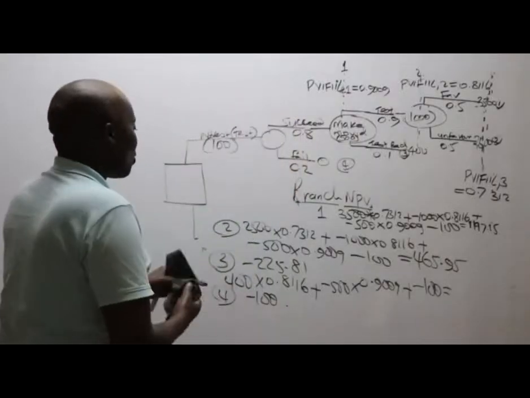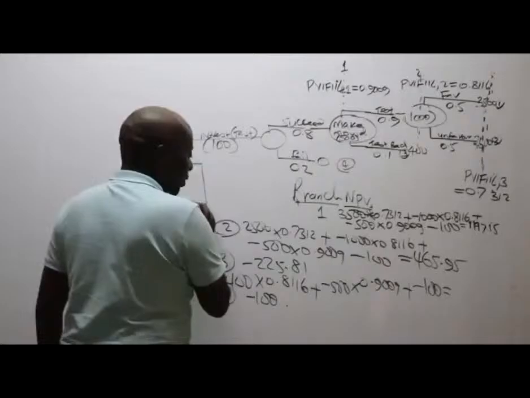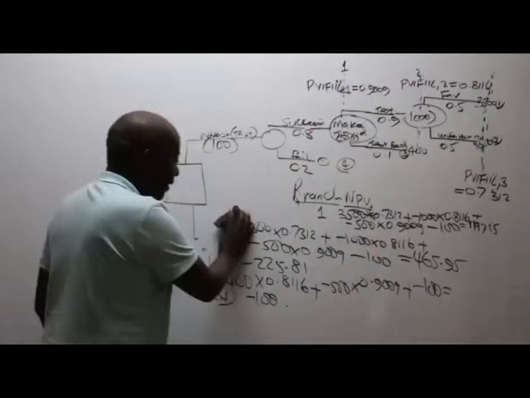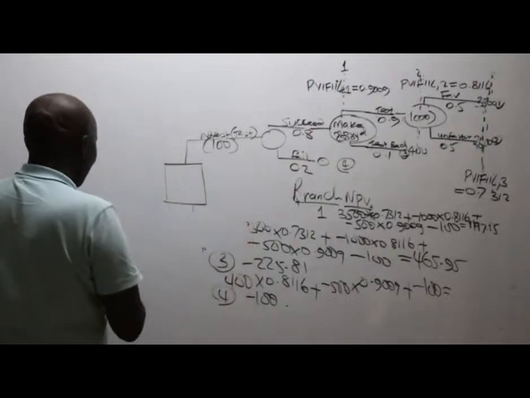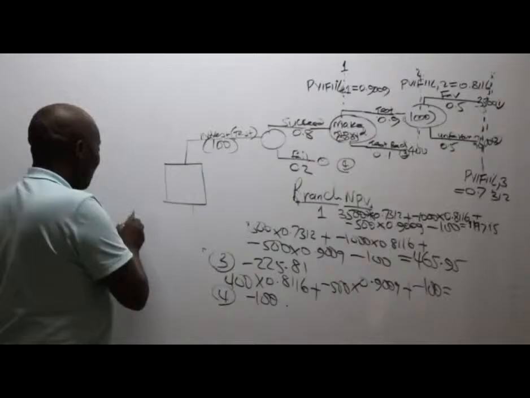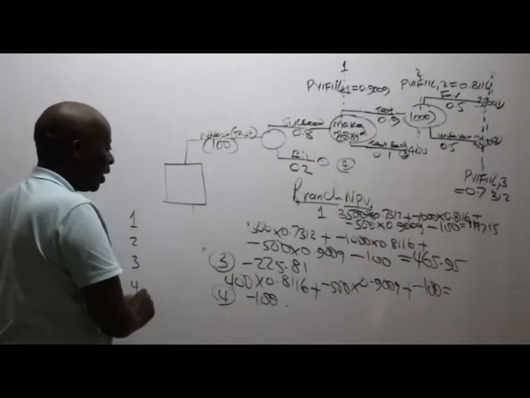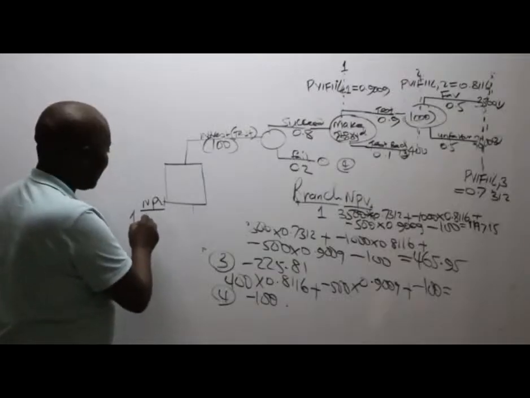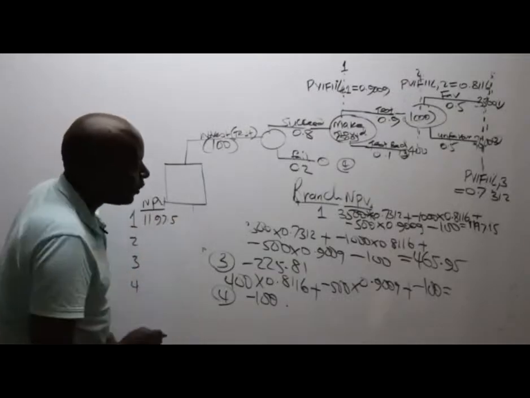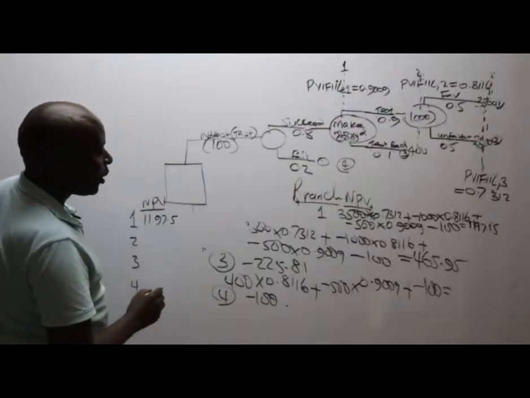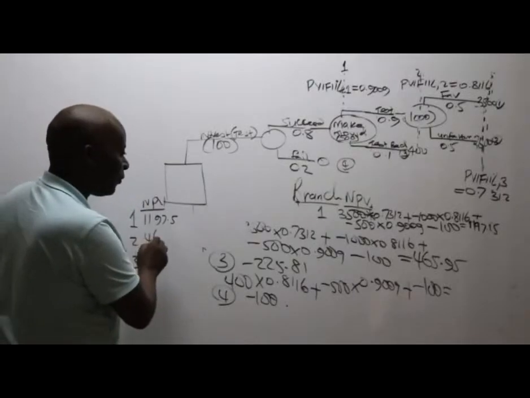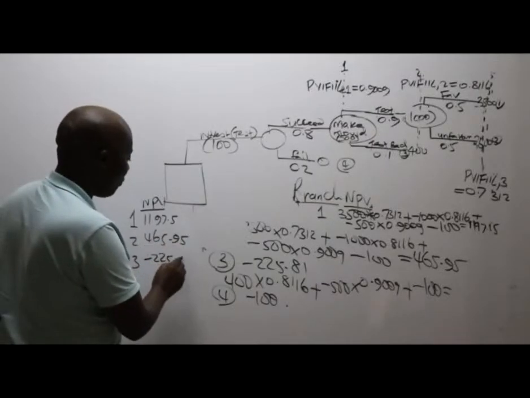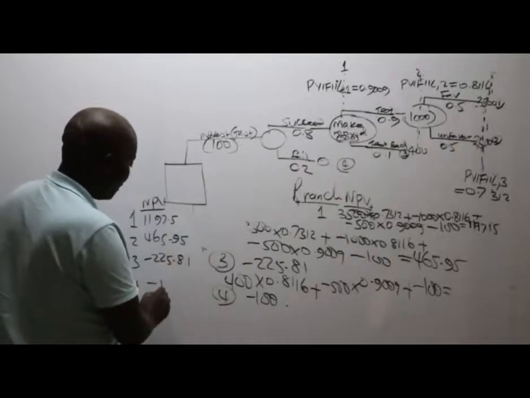Thank you. Great. So we have, ladies and gentlemen, our branches there. If we could just summarize this very fast, I want to come back here and summarize them. So we have our branches, branch 1, branch 2, branch 3, branch 4. We have our net present value. Net present value here is 1197.5. Branch number 2 was coming to 465.95. Branch number 3 is minus 225.81. Branch number 4 is minus 100.